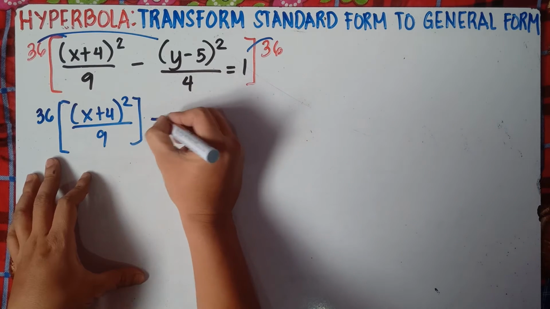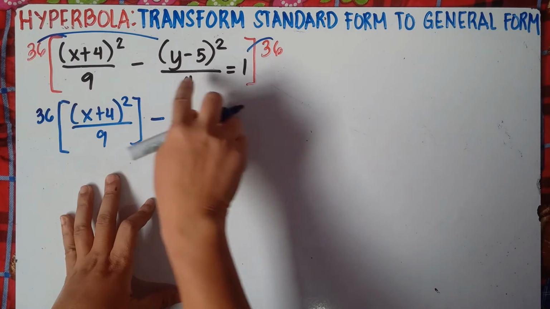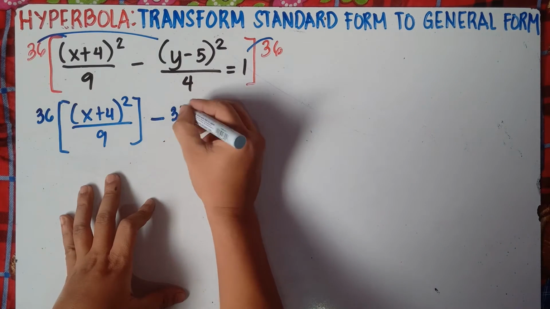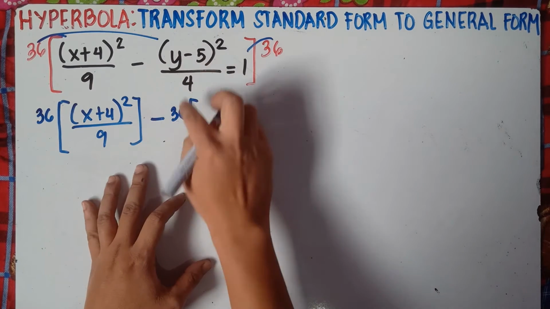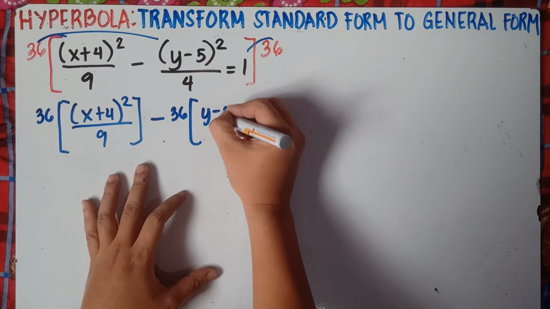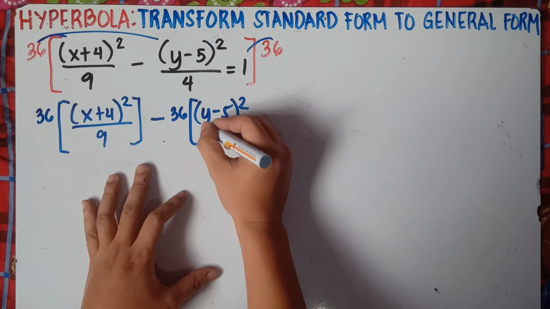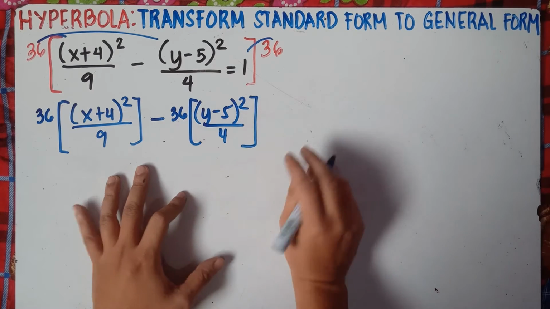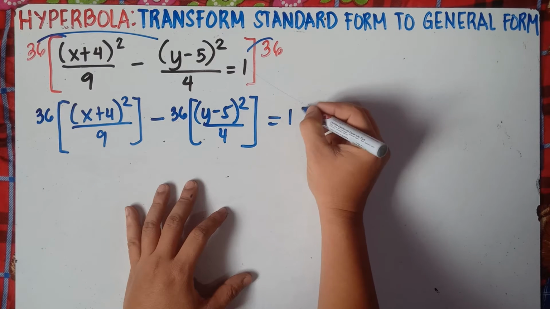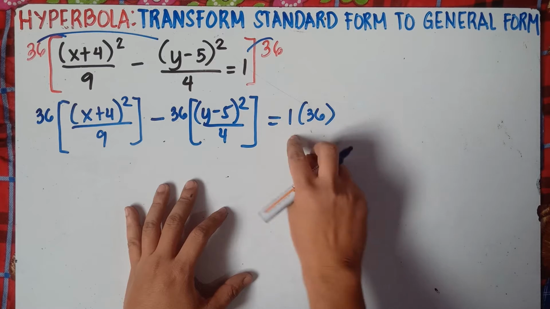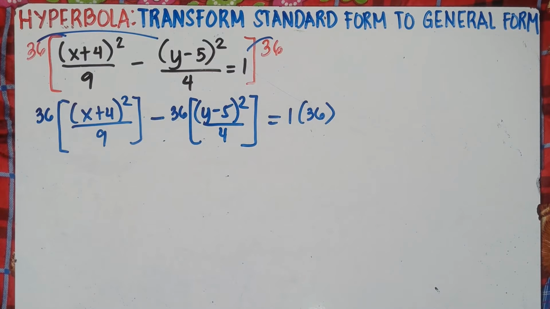Bracket, minus, copy the minus sign. Then 36 times this equation. I will just put brackets, class, because we do have the parenthesis. 36 times the quantity (y minus 5) squared over 4 equals 36 times this equation. 36 times 1, or 1 times 36.